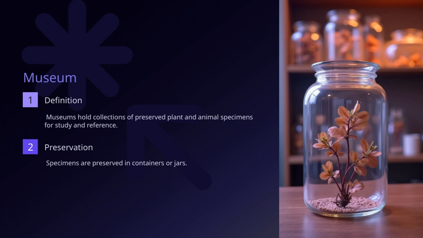When we talk about a museum, we're referring to a place that safeguards these specimens, making them accessible for scientists and the public alike. Overall, preservation and museum collections are fundamental in understanding and documenting the diversity of life on Earth.